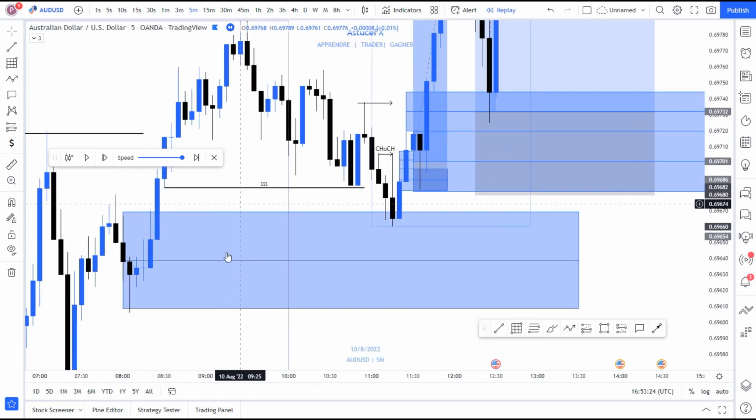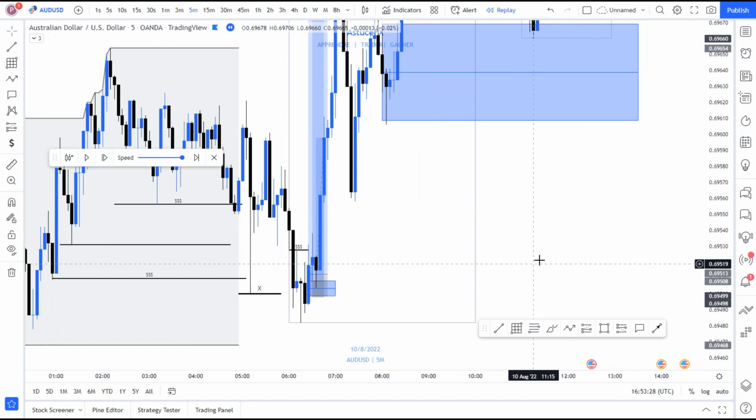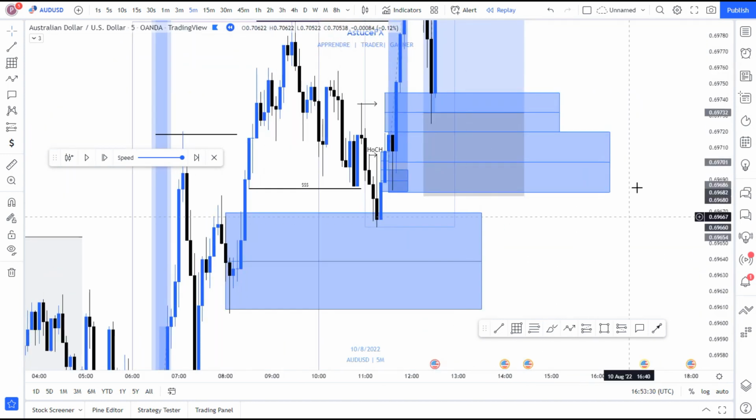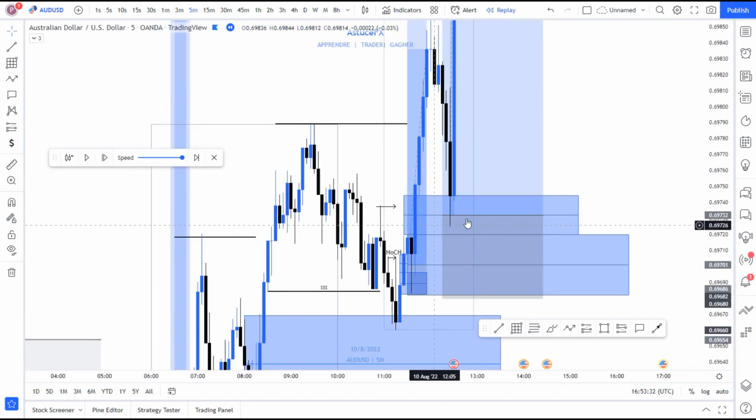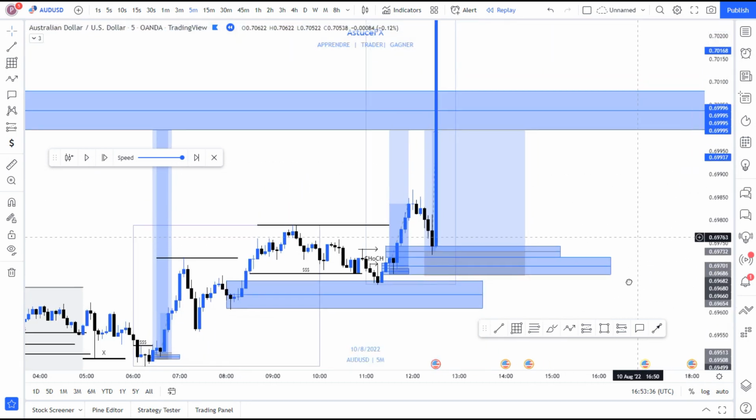That's the reason why I'm saying that sometimes you can enter from the order block, the FVG, or you can enter from the imbalance, because if you enter from the order block here, you're going to be missing this entry. But if you enter from the 50% of the imbalance, you'll always have your entries.